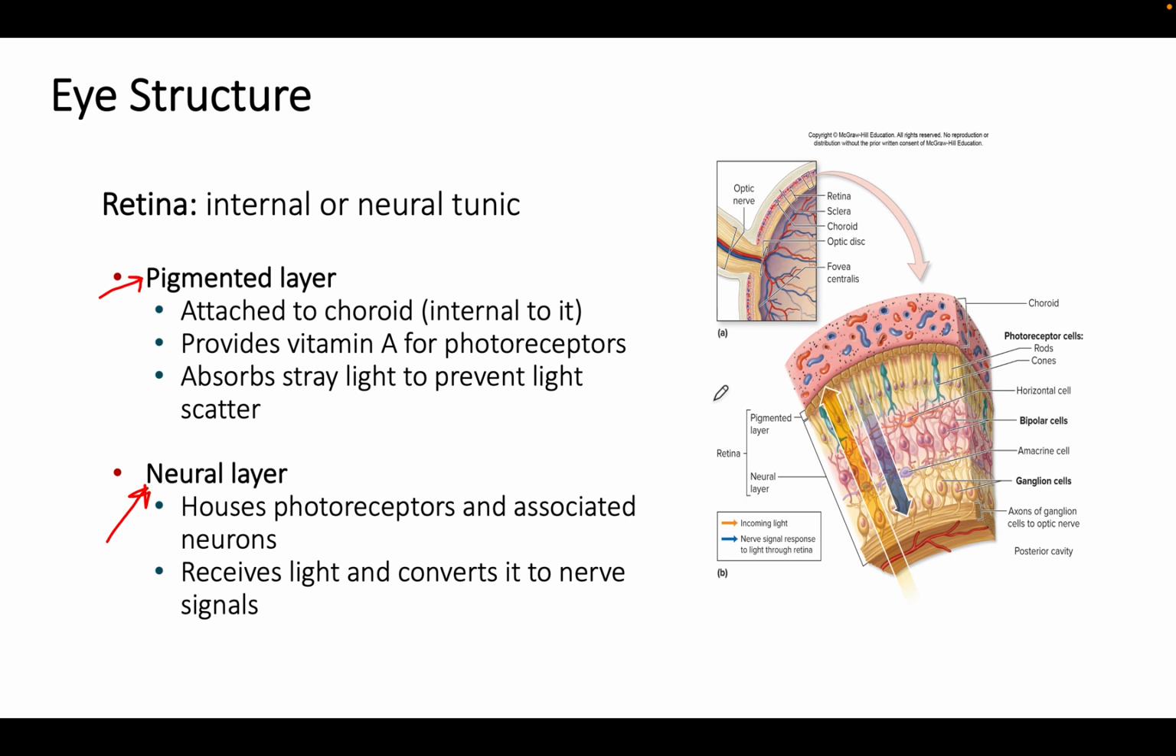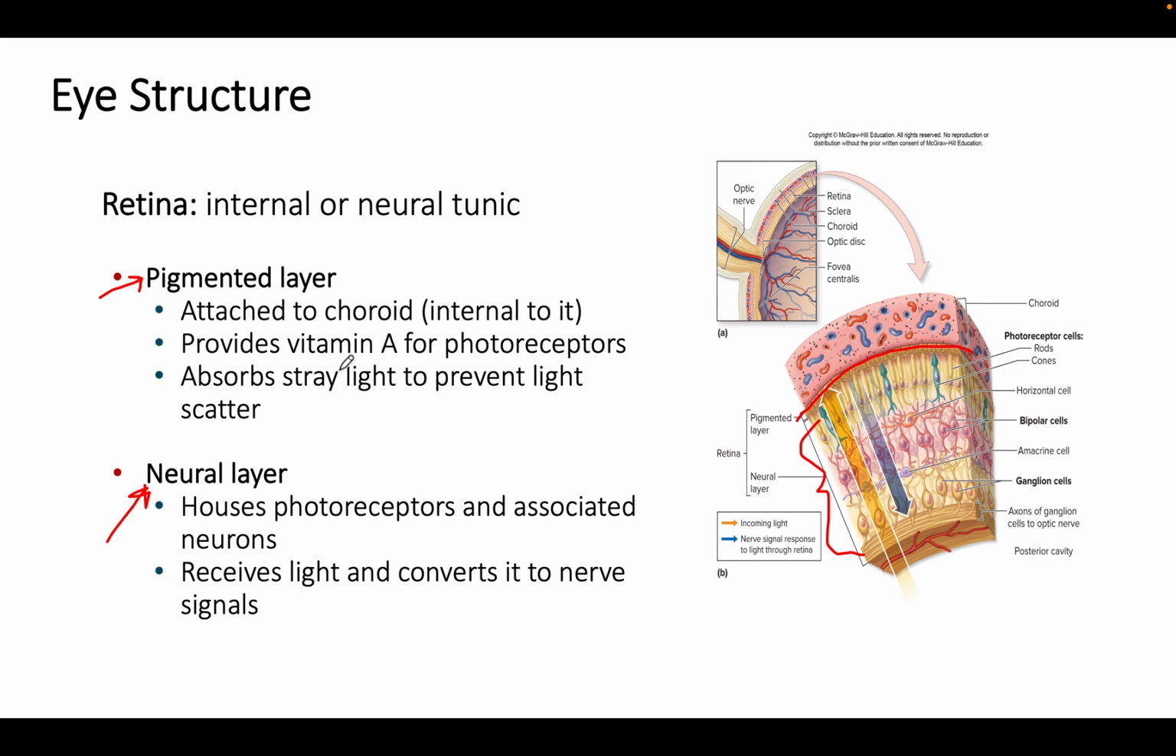Okay, so if we look here, if I highlight here in red, this is our pigmented layer. This is the back of the retina, and then all of this section here is the neural layer. The majority of our retina is this neural layer, and a very small amount is the pigmented layer. The pigmented layer contains pigmented cells that can absorb stray light and prevent it from scattering, like we mentioned earlier, to help prevent a distortion of the image that we're seeing.